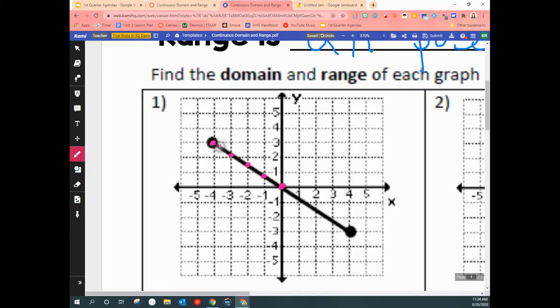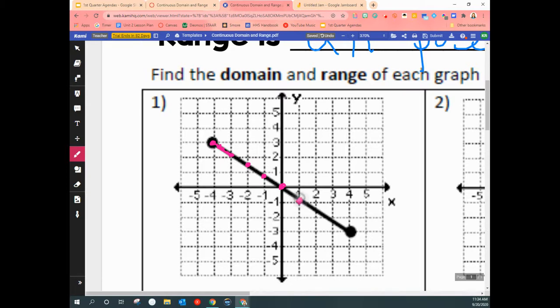What about this x value right here? Well, that's really -3 point something, maybe 3.8 or 3.5. What about this little x value here? Well, that's maybe like 3.2. Guys, you have to think about it. In between these 2 points right here is every single value in between -3 and -4.